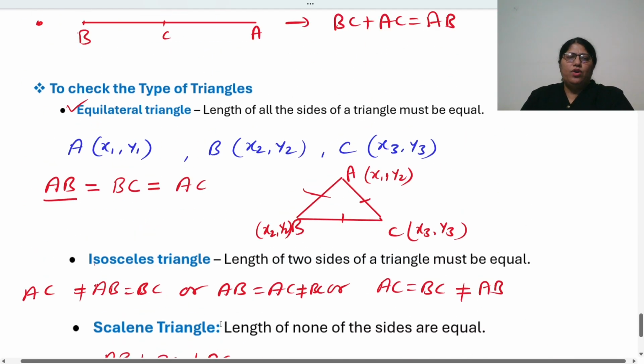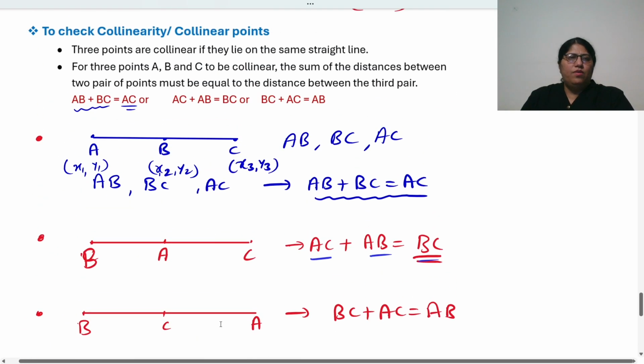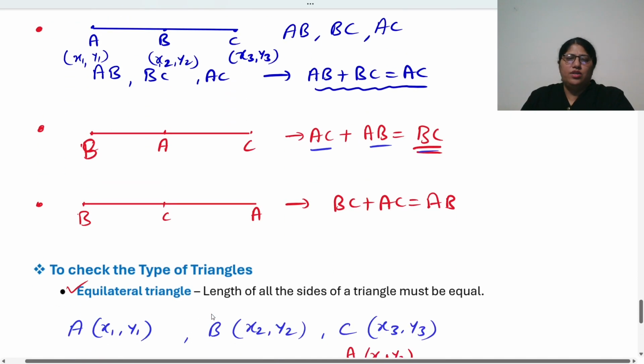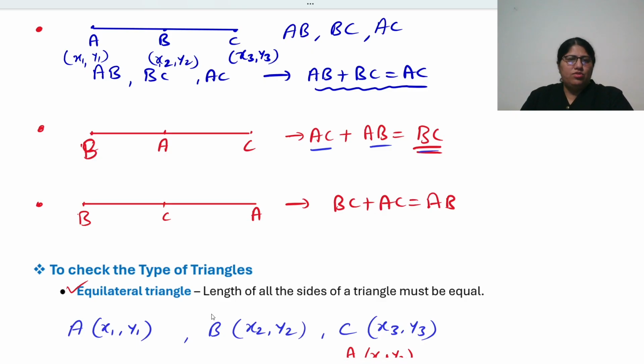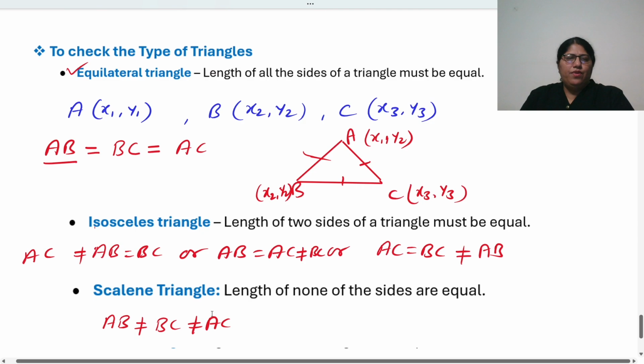So first part, what did we see? What is the application of distance formula? It is to check whether the given points are collinear or not. Generally, you will always get three points, because two or more points on a straight line, any points which are on a straight line, will be collinear points. Then you have to find out which type of triangle it is, right?